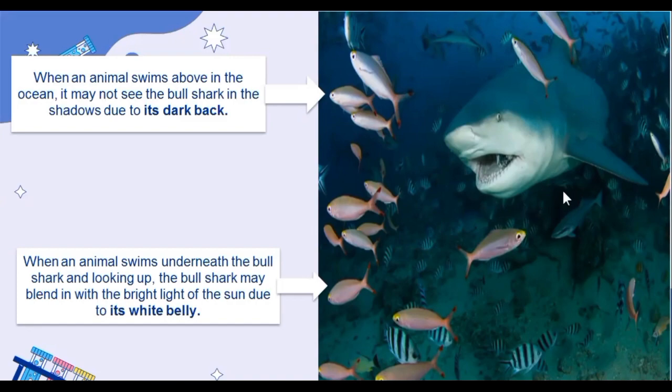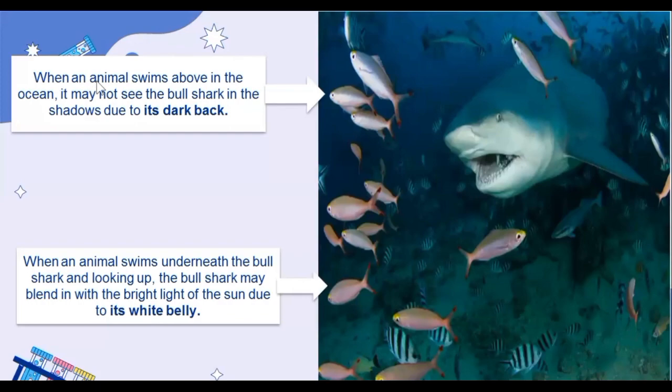طيب لما بقى animal swims underneath the bull shark and looking up، the bull shark may blend in with the bright light of the sun due to its white belly. هنلاقي بقى البلو شارك بيعمل ايه عنده white belly، فلما الانيمالز اللي تحت هتبص عليه تفكر ان ده ايه bright light of the sun.